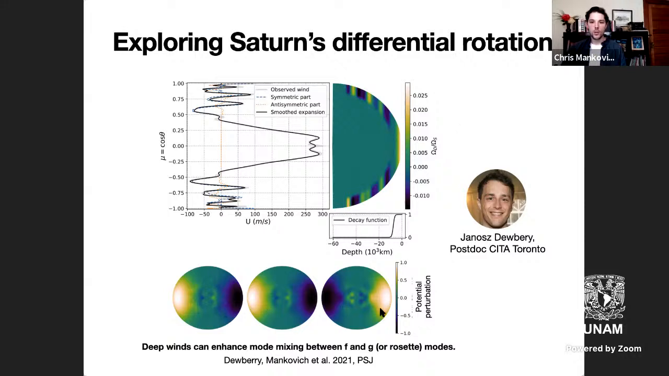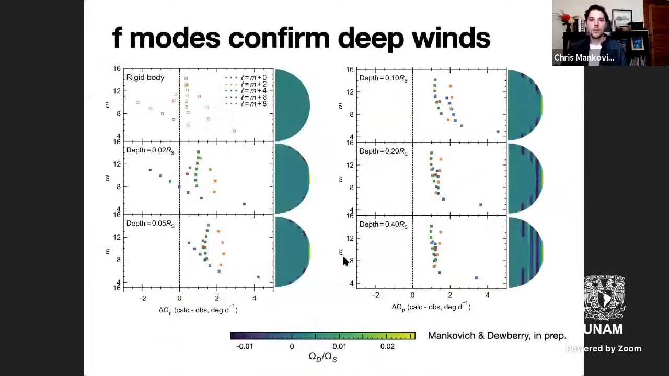Here again are those results that Janos found when he was studying differential rotation and this fine splitting. These same modes that I was showing can be used to show that deep winds can really enhance the mixing between the F and G or rosette modes. And this is a really cool paper that Janos wrote that I suggest you check out.